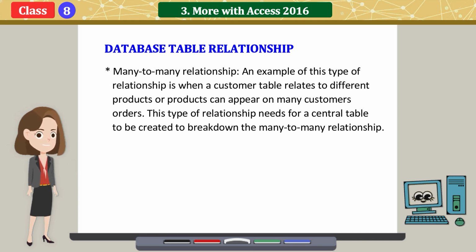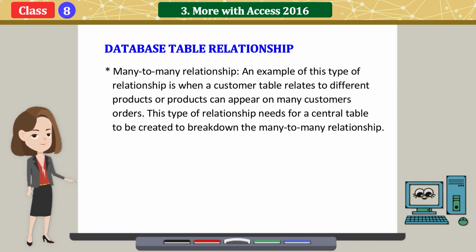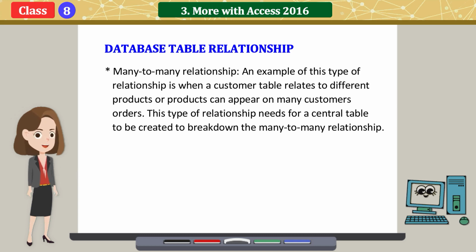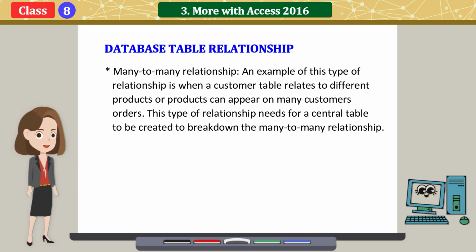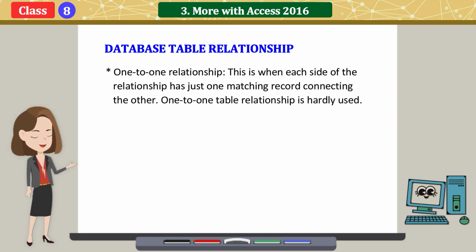Many-to-many relationship. An example of this type of relationship is when a customer table relates to different products, or products can appear on many customers' orders. This type of relationship needs a central table to be created to break down the many-to-many relationship. One-to-one relationship. This is when each side of the relationship has just one matching record connecting the other. One-to-one table relationship is hardly used.